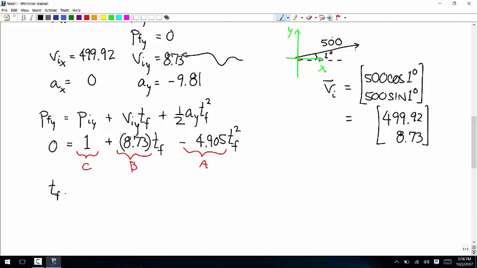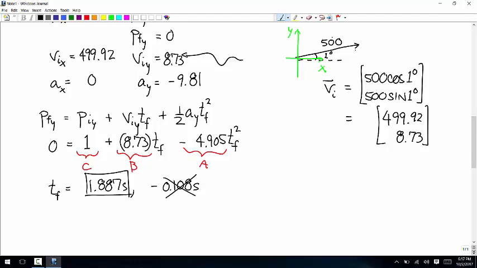Okay, so t final is 1.887, and then there's a -0.108 too. Okay, we're not using negative times, so this is the one we want. And so if you fired a bullet horizontally the same time you dropped it, they would both hit the ground at exactly the same time, and that time would be 0.45 seconds.